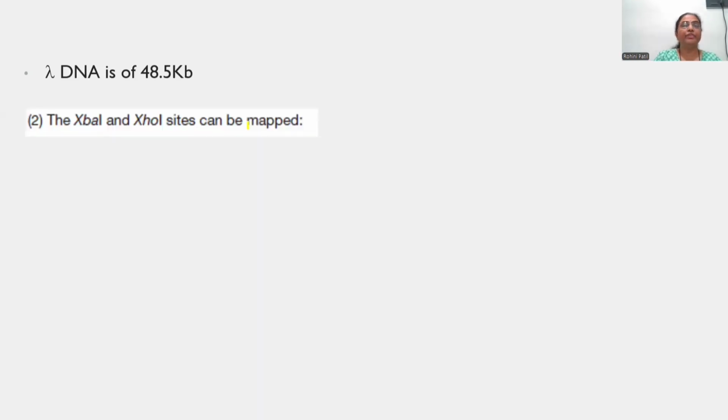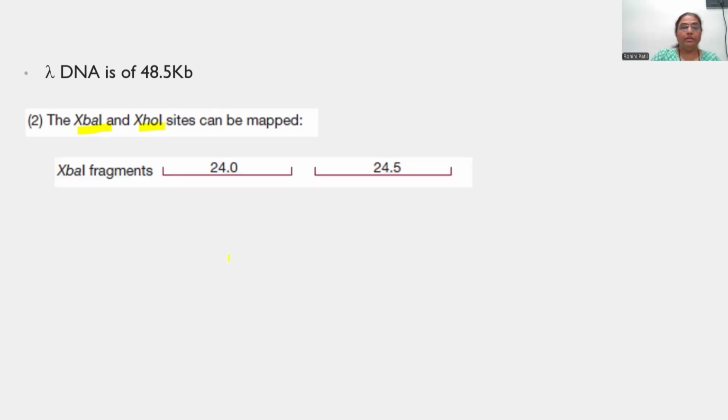On the lambda DNA, we have to allocate the sites for XbaI and XhoI. This lambda DNA is 48.5 kb. First there will be the digestion with the help of XbaI, and fragments are going to be generated with the lengths 24 kb and 24.5 kb. As a single enzyme is used, it is a single digestion.